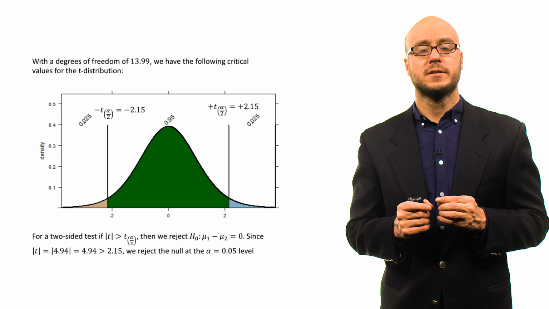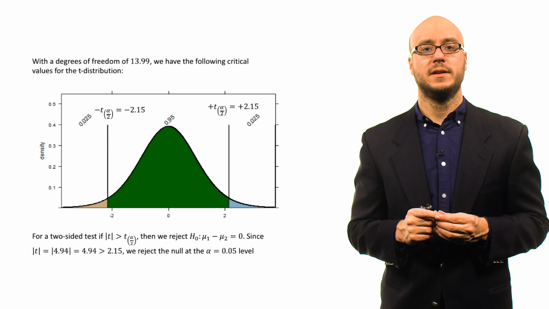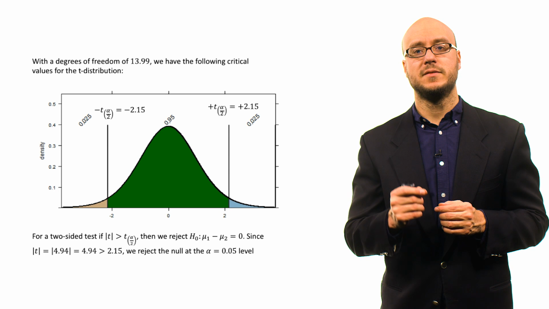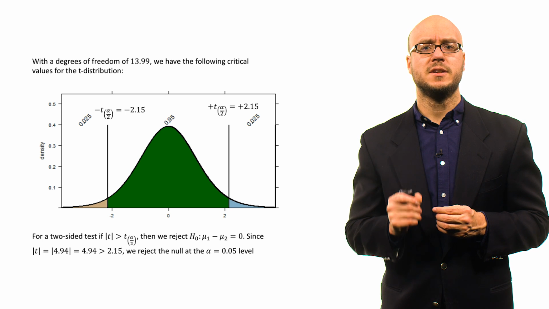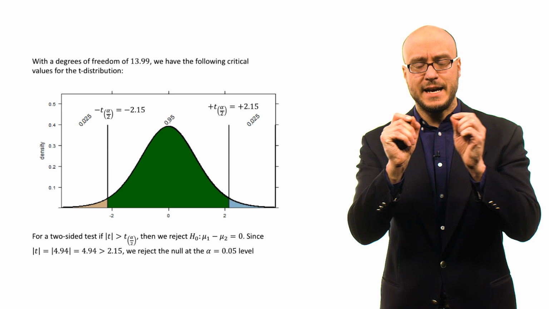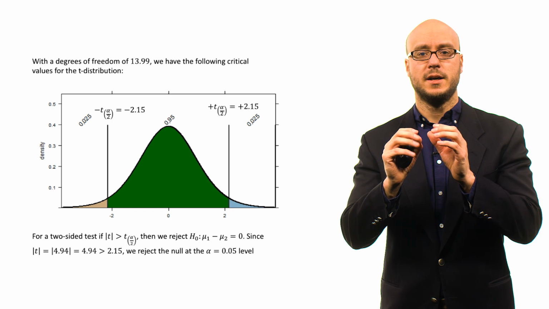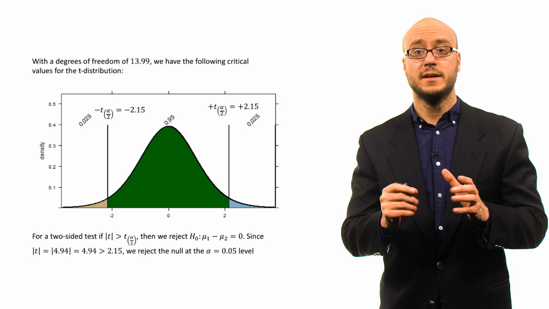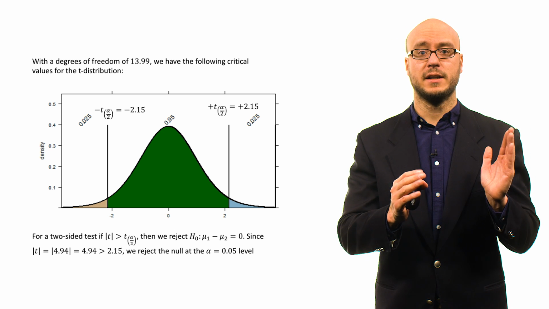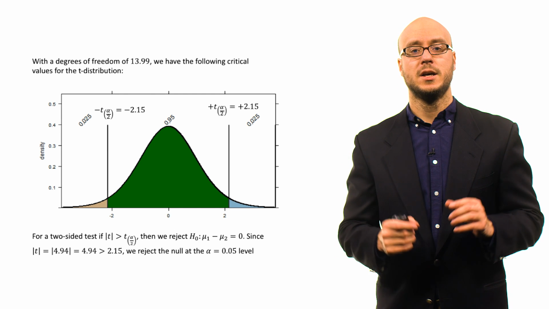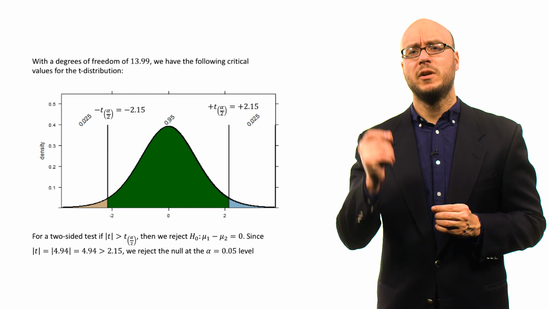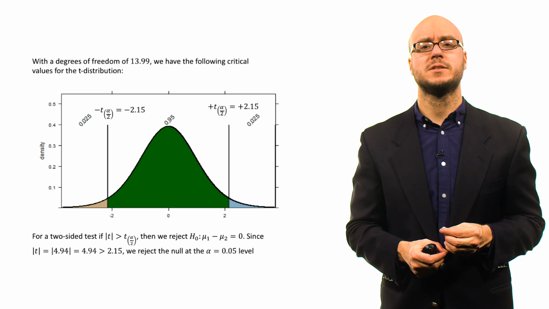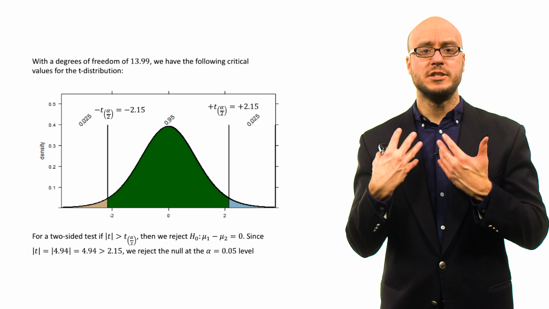The other point to consider is that we have these two alpha levels. Negative t alpha divided by 2 is negative 2.15, and positive t alpha divided by 2 is positive 2.15. If our test statistic in absolute value is greater than 2.15, or equivalently, if our test statistic is either in the lower left tail or the upper right tail, then it's really unlikely that we would have obtained that test statistic under the assumption that the null is true, that the difference in population means is 0. And in that case, we reject the null.